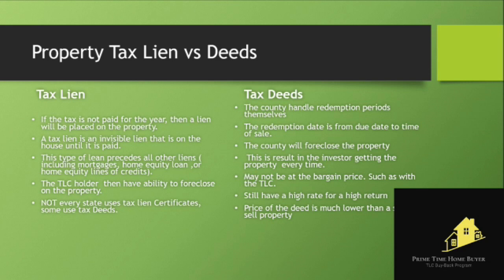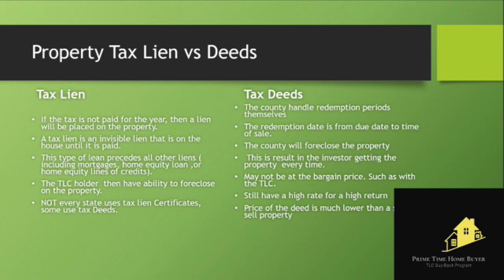With tax liens, the county handles the redemption period themselves, whereas with a tax lien the investor has to do the foreclosure process for them. With the tax deed, the redemption date is from due date to the time of sale. The county will foreclose the property for the investor. This results in the investor getting the property every time, be it at a bargain price, such as with a tax lien, but they will definitely receive the property.